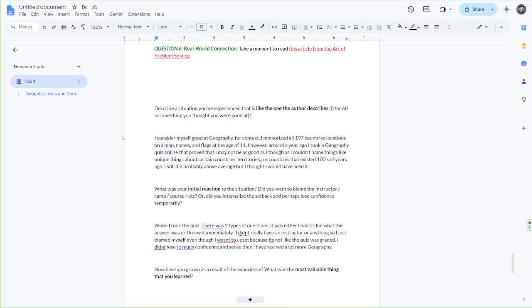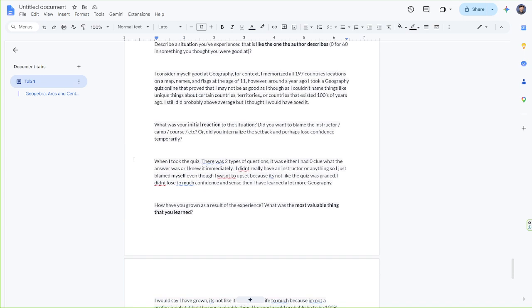What was your initial reaction to the situation? Did you want to blame the instructor / camp / course, etc., or did you internalize the setback and perhaps lose confidence temporarily? When I took the quiz, there was 2 types of questions. It was either I had 0 clue what the answer was, or I knew it immediately. I didn't really have an instructor or anything, so I just blamed myself, even though I wasn't too upset because it's not like the quiz was graded. I didn't lose too much confidence, and since then I have learned a lot more geography.